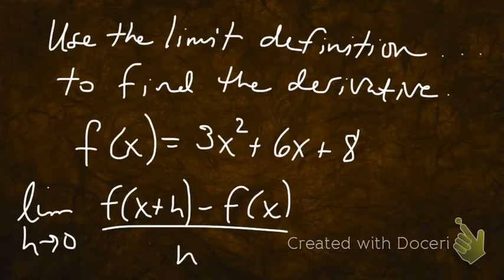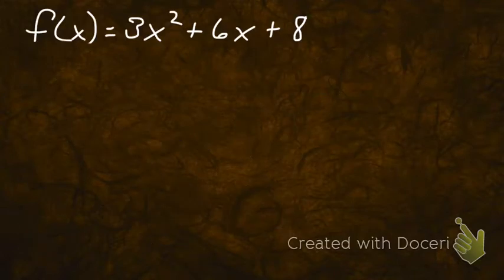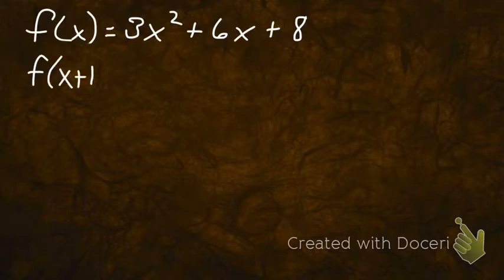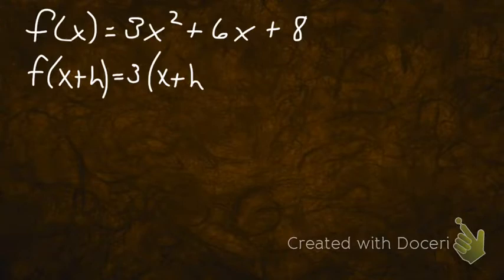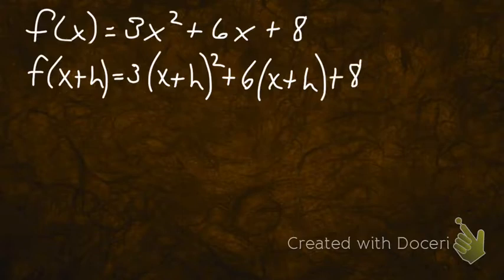Okay, well, we know the function that's given to us, and the bottom is h. Now this part, we need to think about for a moment. That is f of x plus h, meaning we put an x plus h everywhere we see x. Let's plug this into that difference quotient.